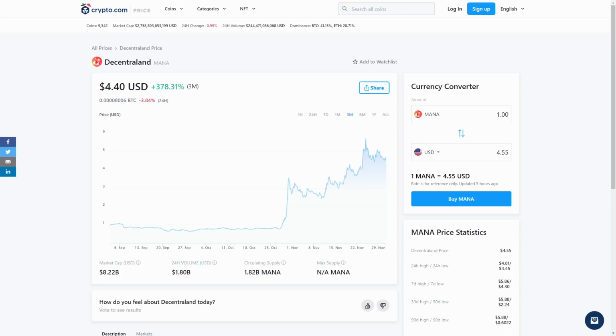Just be aware that crypto has been trading alongside the stock market lately, and since we are in the middle of a correction in the stock market, we could very well be in the middle of a correction in cryptocurrencies as well. So you might want to wait a few weeks for the correction to finish before buying any crypto.